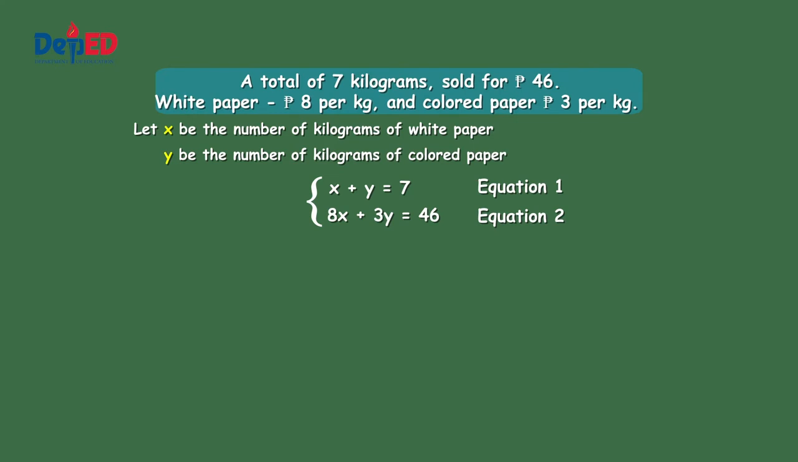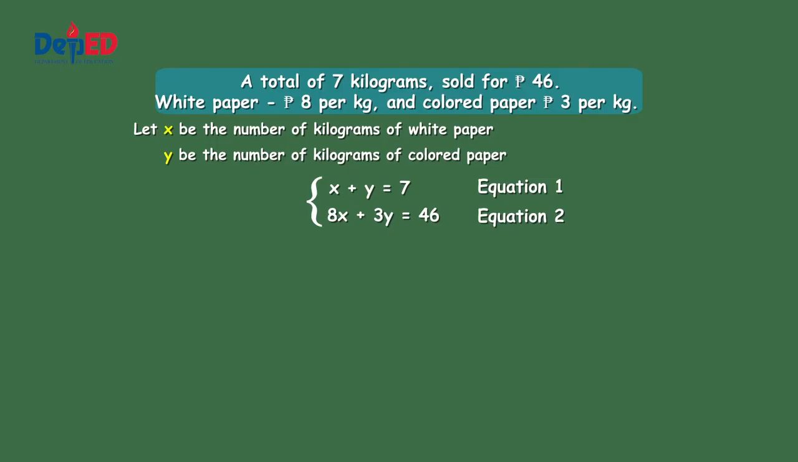First thing to do is to decide which variable you want to solve for first. Let us say that in this example, we want to eliminate x to solve for y. The coefficient of x in the first equation is 1, while on the second equation, the coefficient is 8. What can we do such that these will be additive inverses? We can multiply negative 8 to both sides of the first equation. So we can have negative 8x minus 8y equals negative 56. And then retain the second equation, 8x plus 3y equals 46.